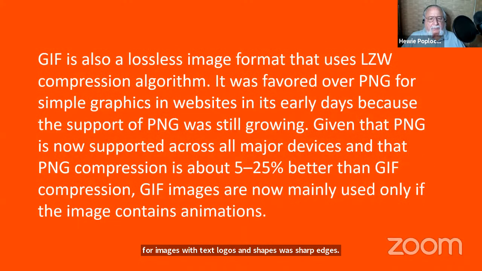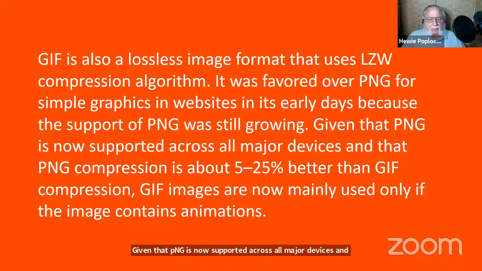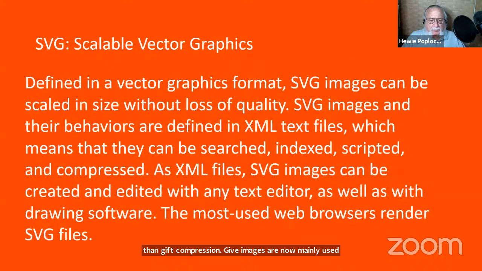GIF is also a lossless image format that uses the LZW compression algorithm. It was favored over PNG for simple graphics on websites in its early days because the support of PNG was still growing. Given that PNG is now supported across all major devices, and that PNG compression is about 5 to 25% better than GIF compression, GIF images are now mainly used only if the image contains animations.